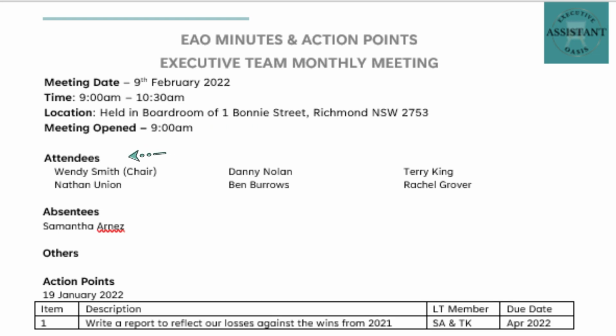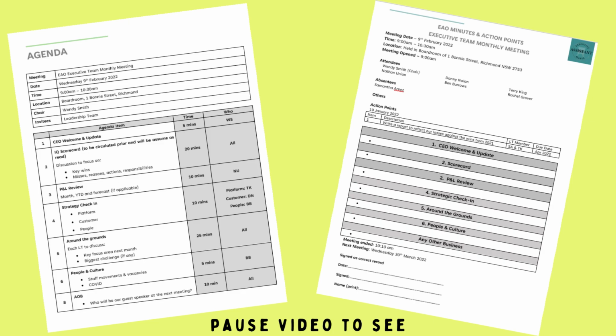The name of the attendees, the names of the absentees, and any others that have joined the meeting, such as guest speakers, as well as action points. Now, I would look at my agenda and add all the agenda items in the template. So as you can see, this agenda reflects the same structure as the minutes. On the agenda, number 1 is CEO welcome and update. And on my minute template, my number 1 is CEO welcome and update. Number 2 on the agenda is scorecard, and on my minute template, it's the same.